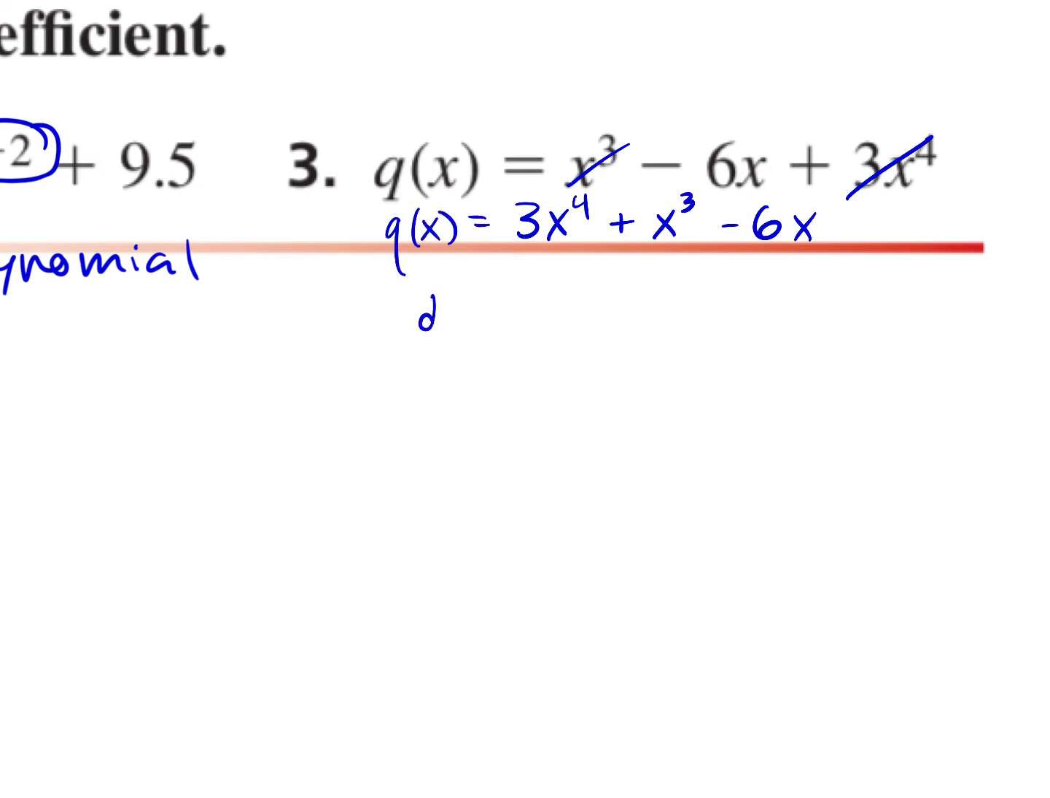So let's classify it by the degree. What's my highest degree? 4. How do I classify something of the degree 4? Quartic. How many terms do I have? 3 terms. How do I classify something with 3 terms? Trinomial. And then what is my leading coefficient? 3. Awesome.